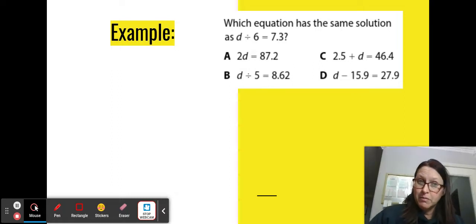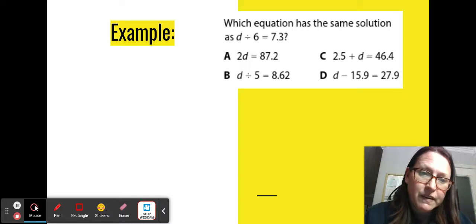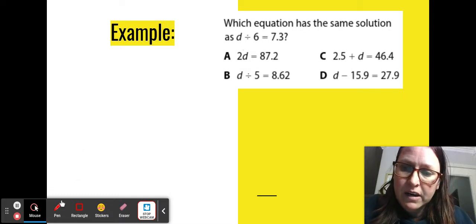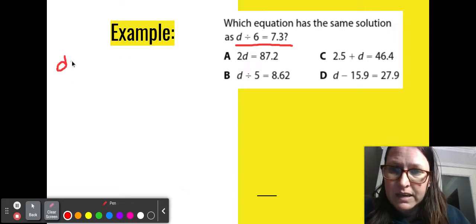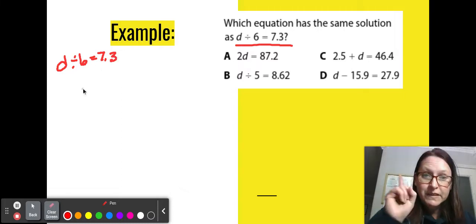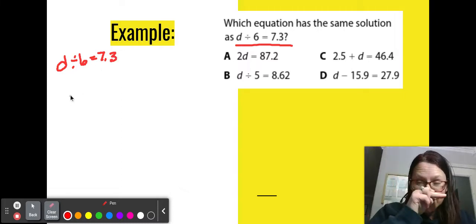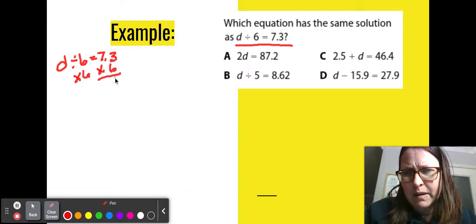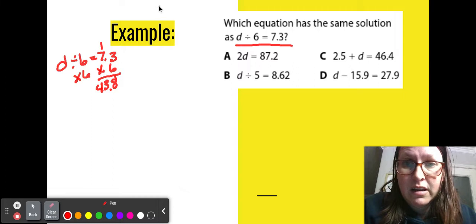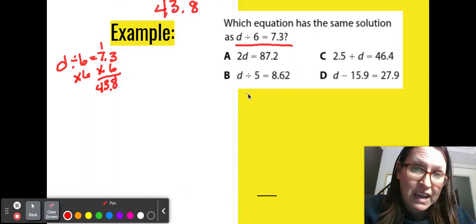This one is a tricky problem because I have to solve 5 problems to solve it. First, I have to solve this right here. D divided by 6 equals 7.3. My variable's d. They're dividing it by 6, so I have to multiply both sides by 6. 6 times 3 is 18. 6 times 7 is 42, plus 1 is 43. So this answer is 43.8. That is my magic number, and that is the number I am trying to find again.